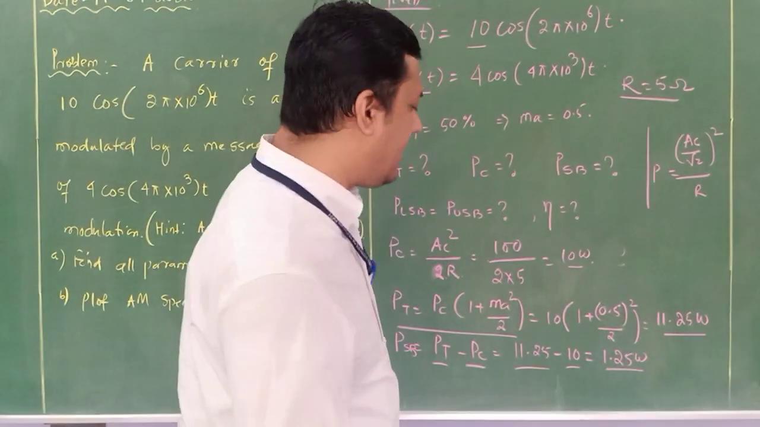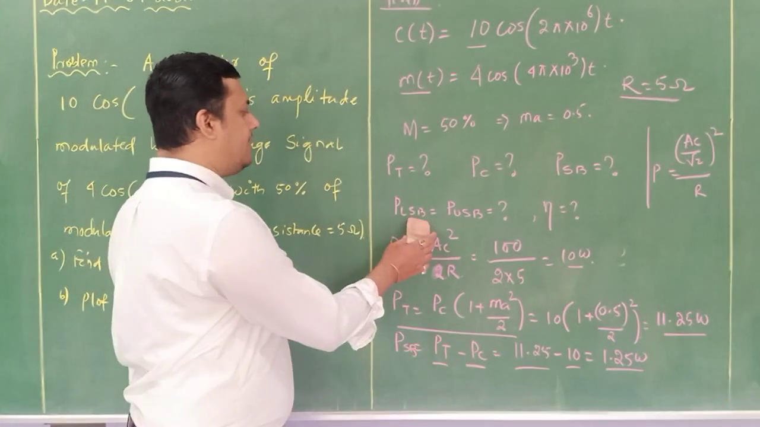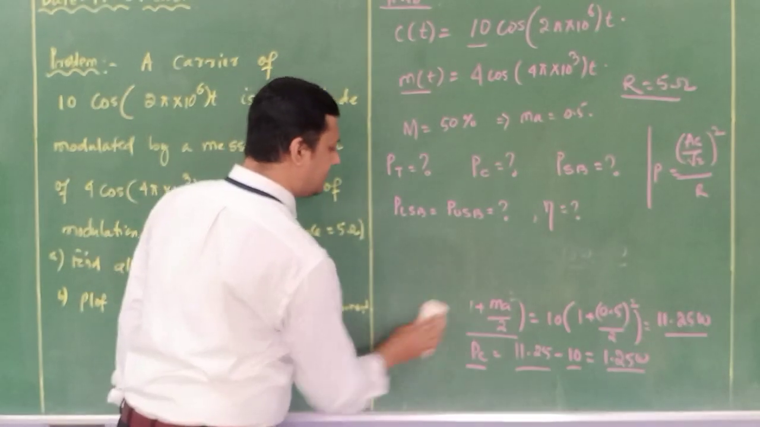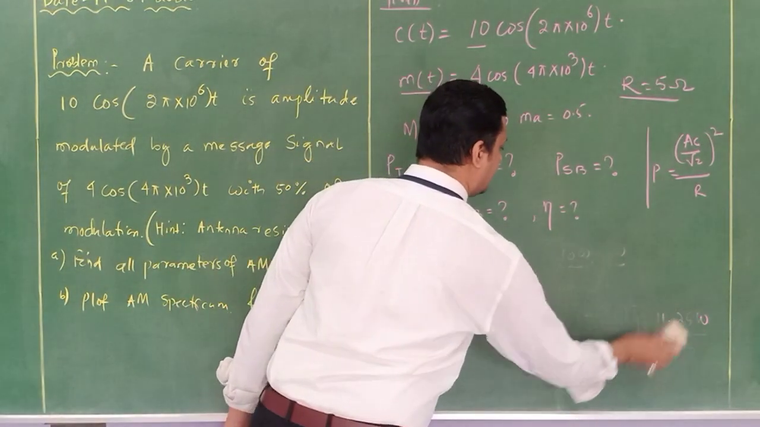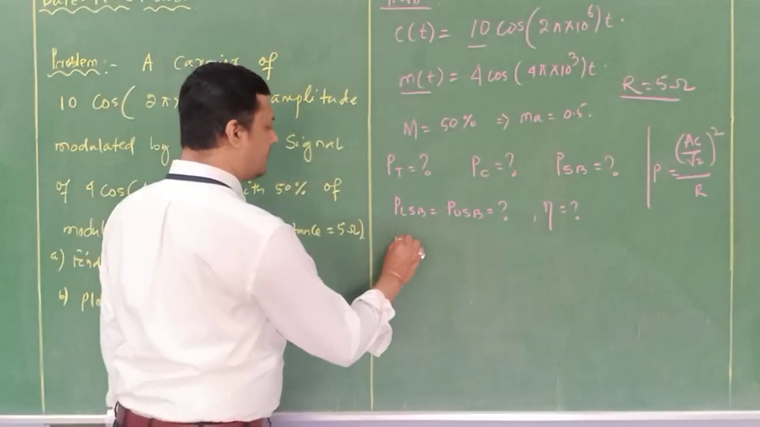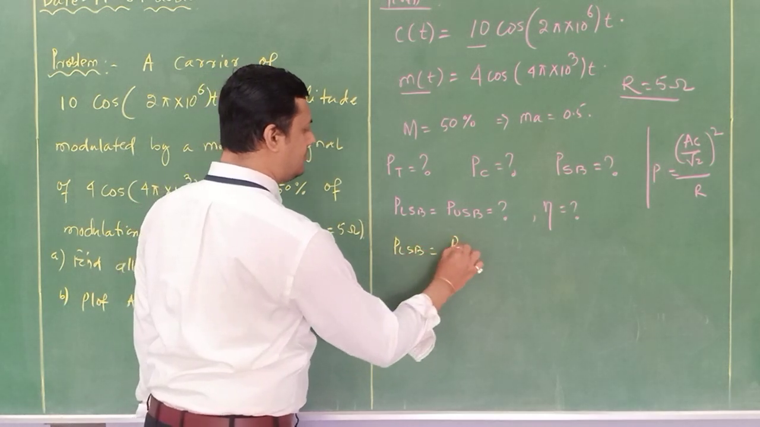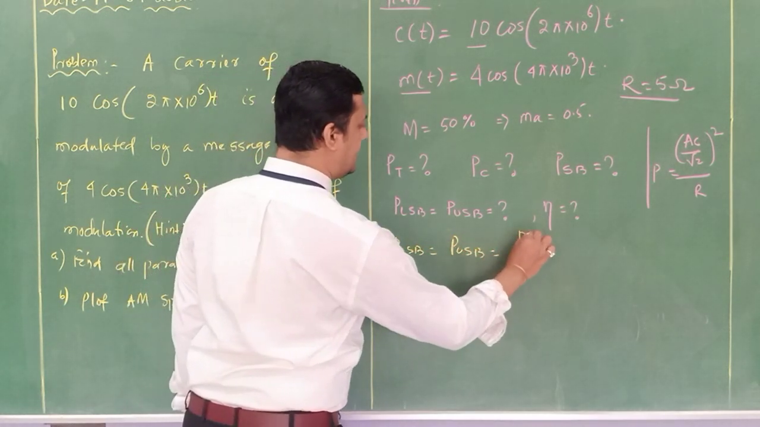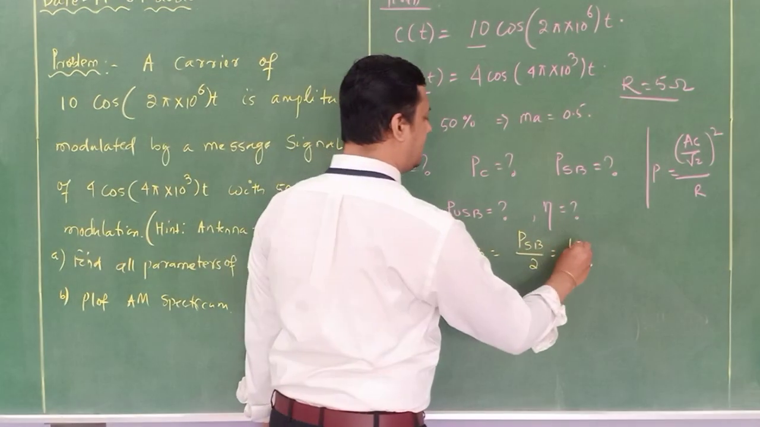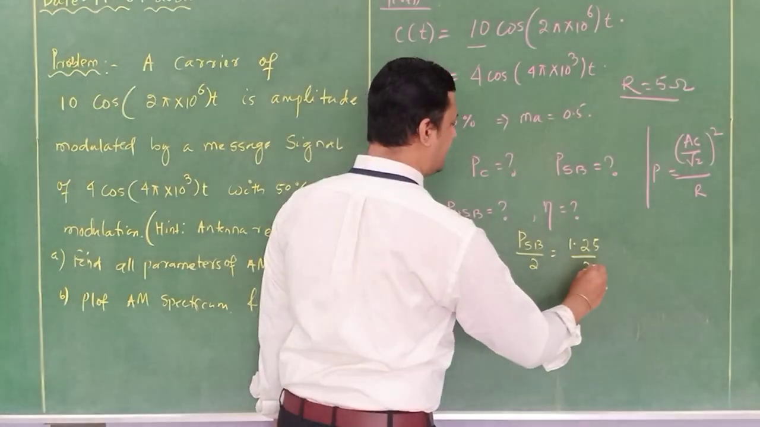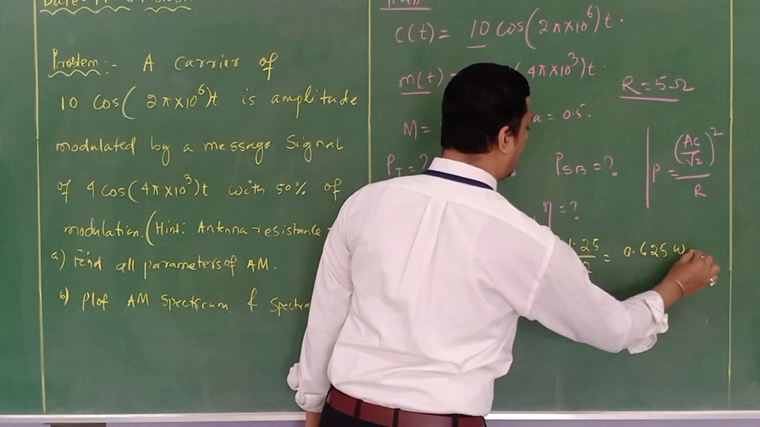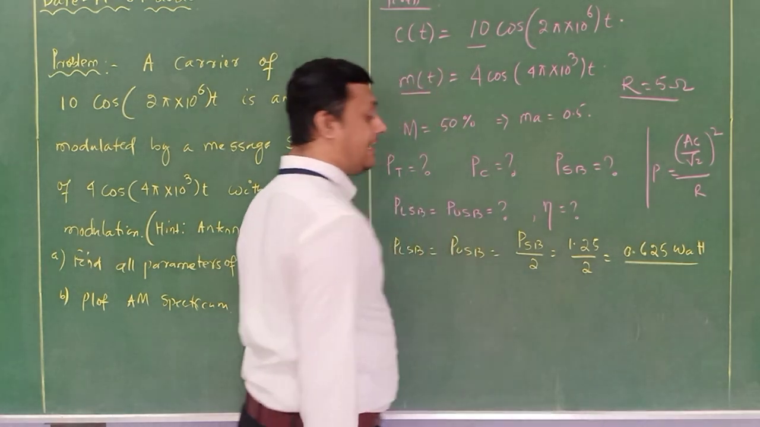Okay. Now once you have identified this sideband, you have to identify this LSB and USB. Now how to determine this? Very simple. So LSB is equal to USB is equal to sideband power divided by 2. So sideband power, how much we have got? We have got 1.25 divided by 2. We will get 0.625 watt.